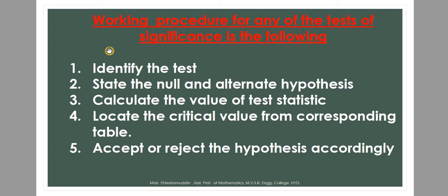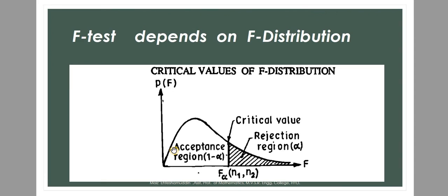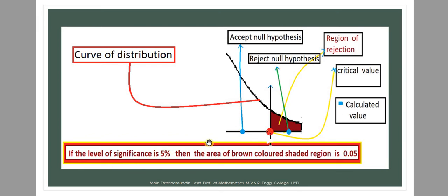The third step is calculating the value of f in this particular f-test. Earlier it was t in the t-test. So we will calculate the f value, that is the test statistic. We will locate the critical value from the f table, and then depending upon that we will accept or reject. That is the main criterion used everywhere. So this is the curve of distribution.